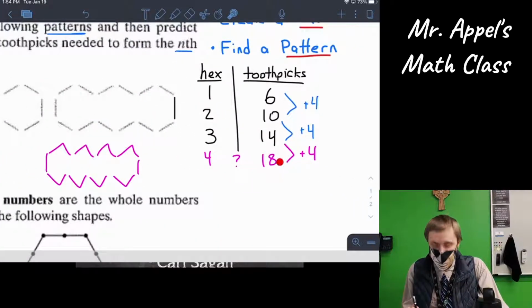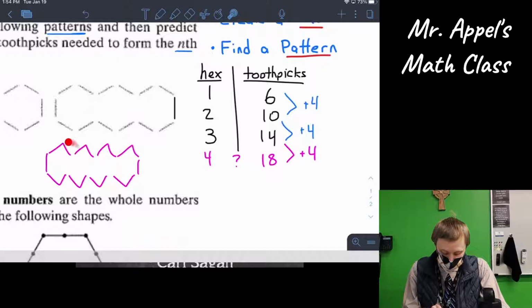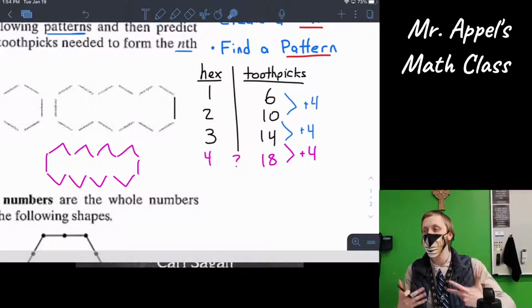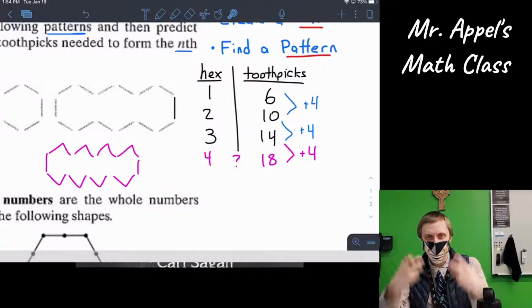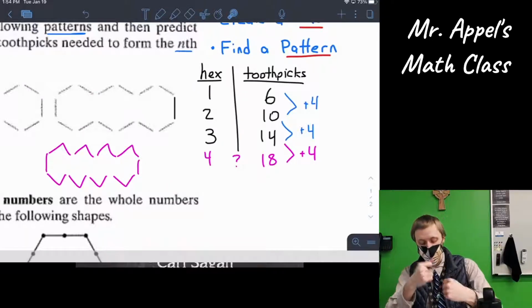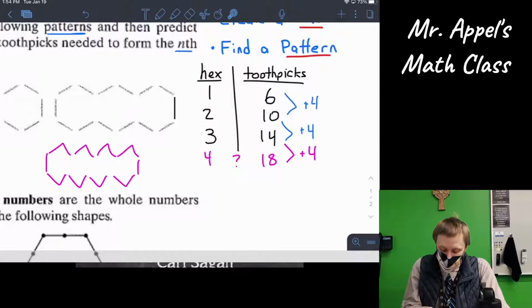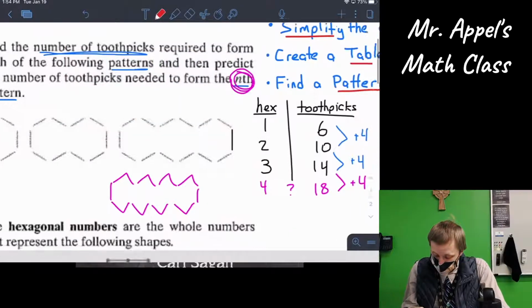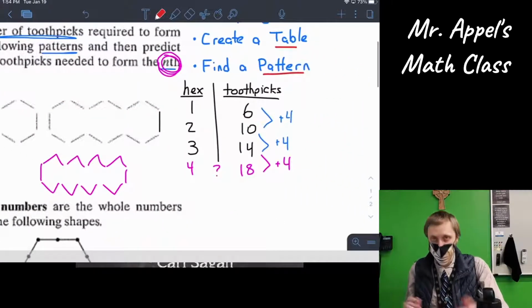I tested, I found a pattern, I checked that pattern, I drew a picture to help verify that pattern. And now I'm fully convinced that yes, this is in fact the pattern of toothpicks. The only thing I need now is in terms of n, right? The nth bit. So how do I do that? How do I turn it into an nth formula, right?